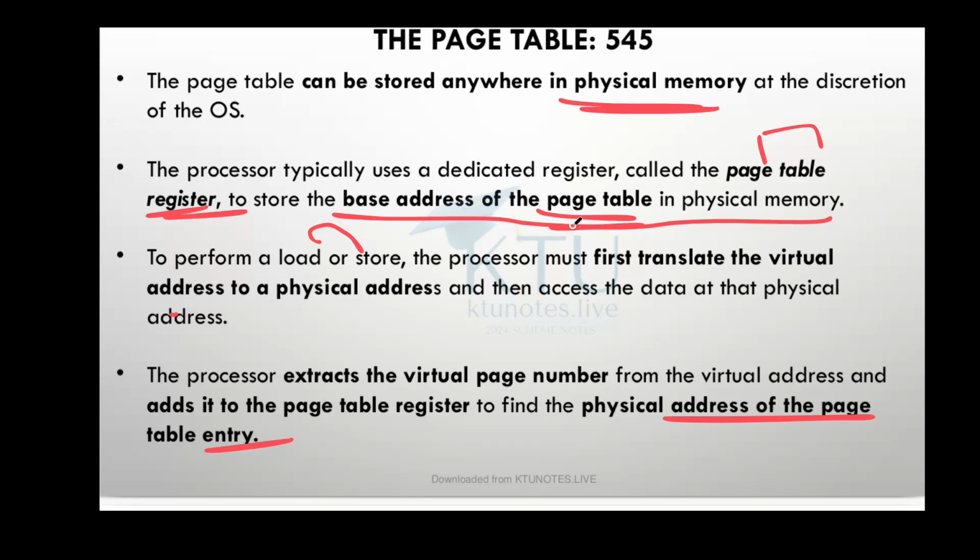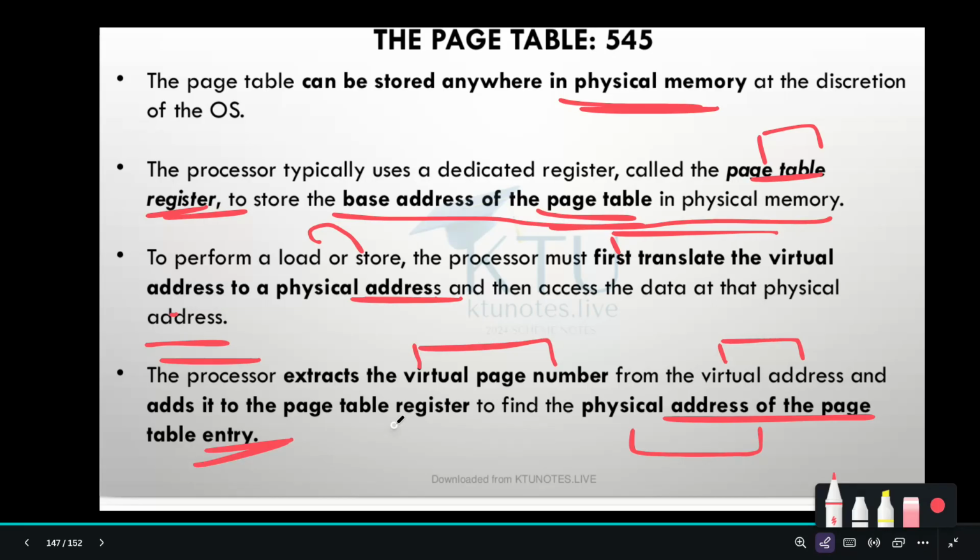So first we will translate this virtual address to a physical address, and then we access the data at that physical address. From the virtual address, the processor has to extract the virtual page number. It will take this virtual page number and add it to the page table register, which stores the base address. So to the base address, it will add this virtual page number extracted from the virtual address, and then we will find the physical address of the page table entry.